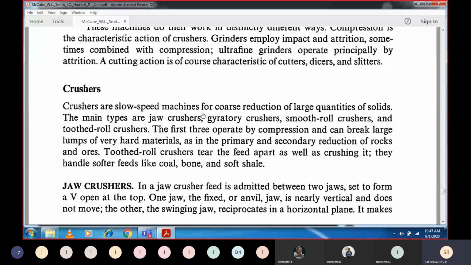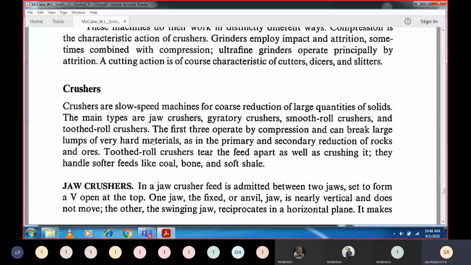Crushers are slow-speed machines for coarse reduction of large quantities of solids. The main types are jaw crushers, gyratory crushers, smooth roll crushers, and toothed roll crushers. So these are the categories which are available in the crushers. The first three operate on compression, that is, the act of compression takes place when you apply compressive forces by means of some elements. They can break large lumps of very hard materials, as primary and secondary reduction of rocks and ores.